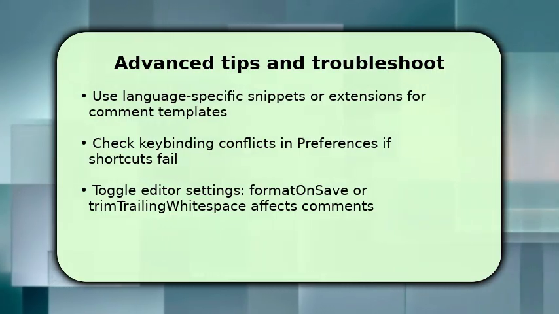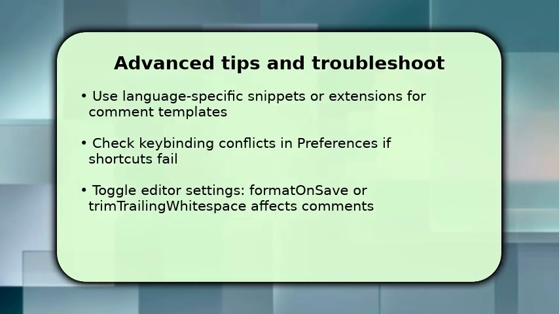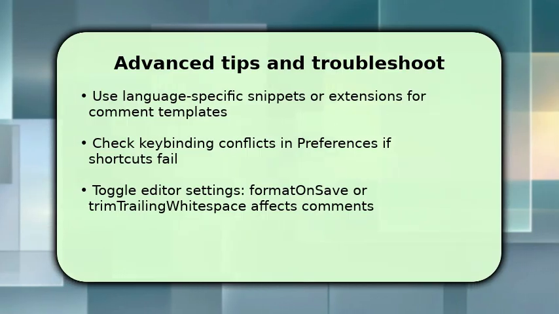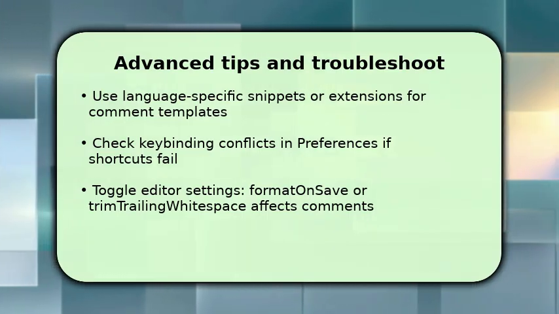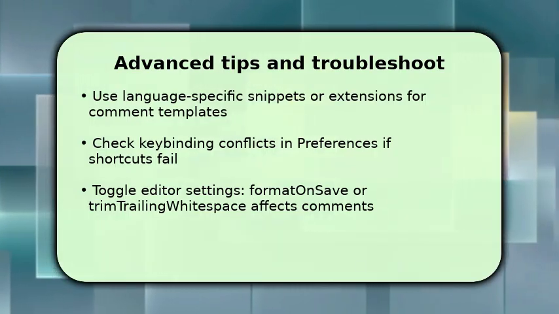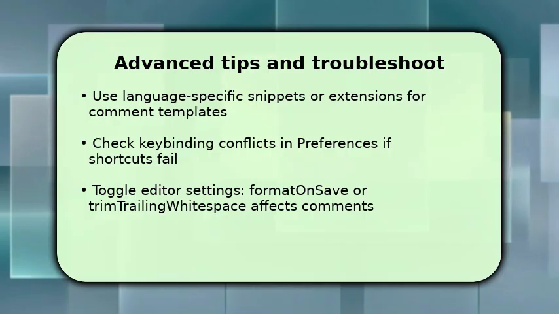If shortcuts don't work, open Keyboard Shortcuts Preferences and search for conflicts, then reassign keys. This resolves most issues. Also, make sure settings like Format on Save or Trim Trailing Whitespace won't remove your comment formatting. If a problem persists, restart VS Code.